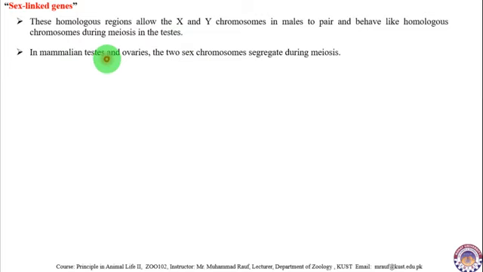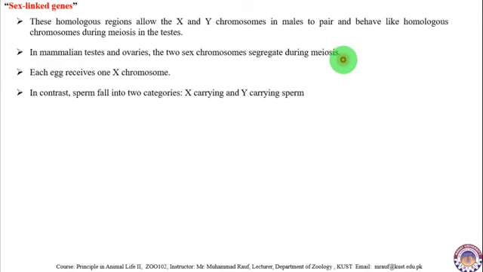In mammalian testes and ovaries, the two sex chromosomes segregate during meiosis. You already know about this fact. Each egg receives one X chromosome. In contrast, sperm fall into two categories, one X and one Y.